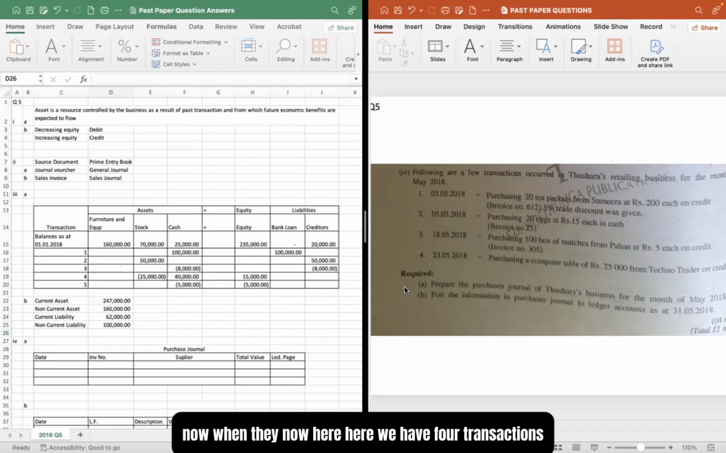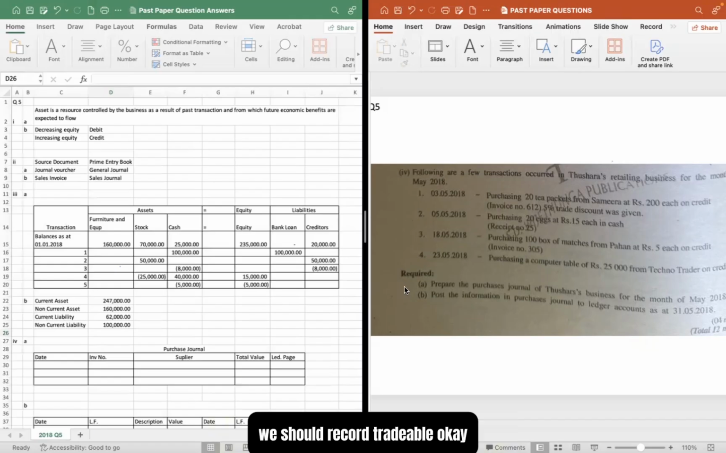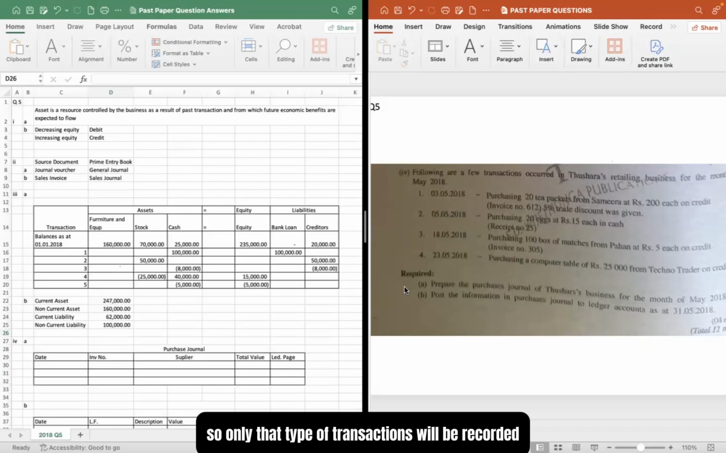Now here we have 4 transactions, and they are asking to prepare the purchase journal. When they ask us to prepare the purchase journal, the important thing that we should remember is we should record tradable goods, the goods bought for the purpose of trade. That is, you are buying and selling. And these have to be taken on credit. So only that type of transaction will be recorded in the purchase journal.